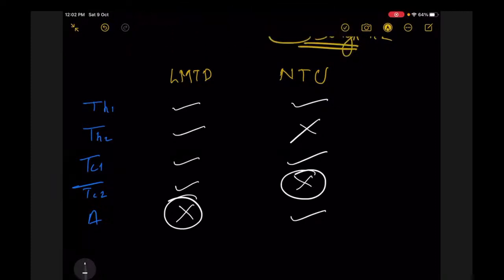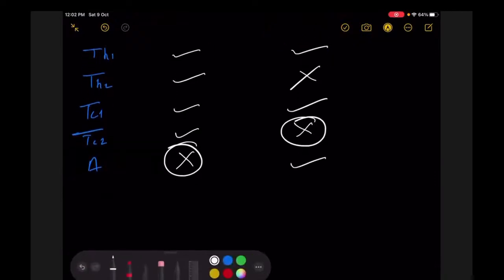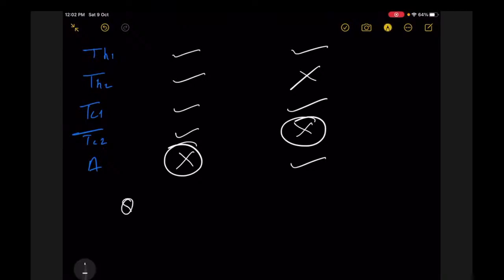So basically here in the NTU method, what is going to happen? In the NTU method, we need an area. And as you have designed the heat exchanger, you know the area. So easily you can calculate the efficiency. Okay. So our task is that Q should be max.